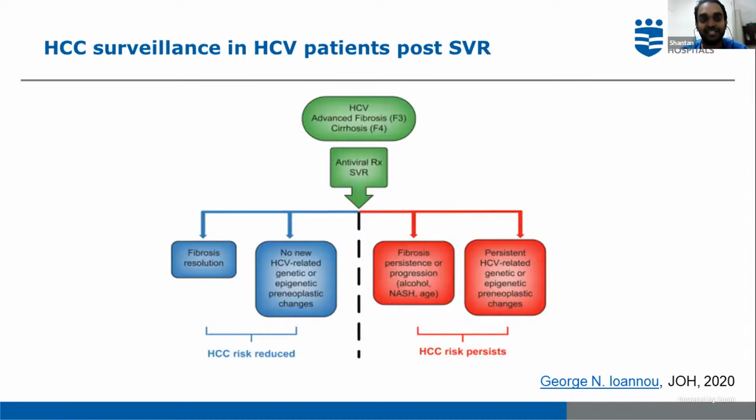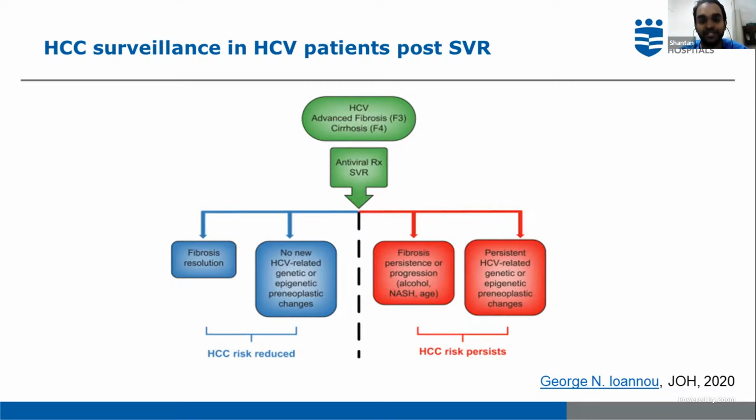In HCV patients post-SVR, the screening and surveillance is not yet established, but it has been proposed for patients who have achieved an SVR. If there's a fibrosis resolution, the HCC risk is reduced and screening can be avoided. On the other hand, if there's persistence or progression of fibrosis, or superadded other etiologies like NASH or alcohol-related liver disease, the HCC risk persists and hence they should be screened.